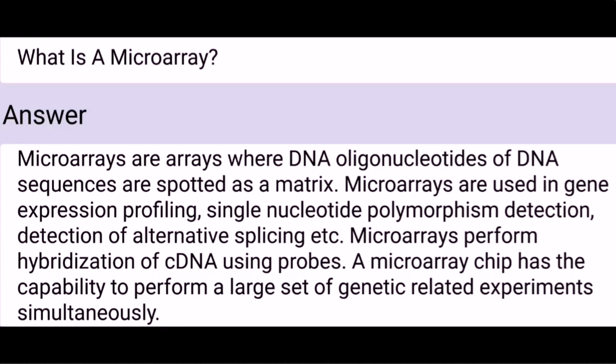What is a microarray? Microarrays are arrays where DNA oligonucleotides of DNA sequences are spotted as a matrix. Microarrays are used in gene expression profiling, single nucleotide polymorphism detection, detection of alternative splicing, etc. Microarrays perform hybridization of cDNA using probes. A microarray chip has the capability to perform a large set of genetic-related experiments simultaneously.